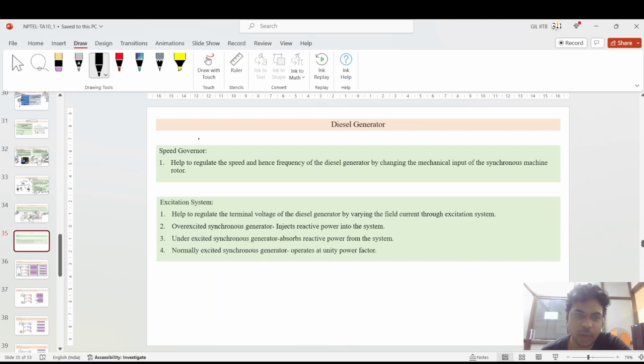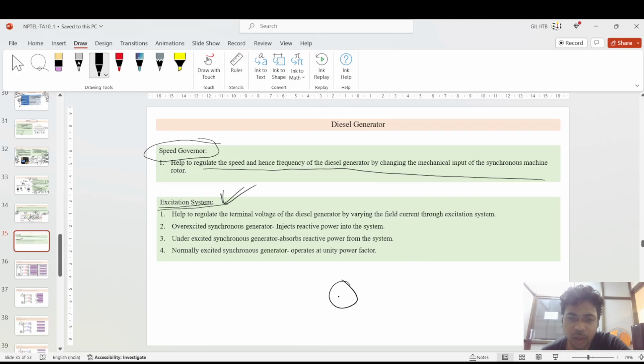Okay, second is the control feature of the diesel generator. The diesel generator has a speed governor, which regulates the speed and hence the frequency. And the mechanical input of the synchronous machine rotor can be adjusted based upon what is needed. The second is the excitation system. For the excitation system, suppose you have a generating source and this is an AC bus bar.